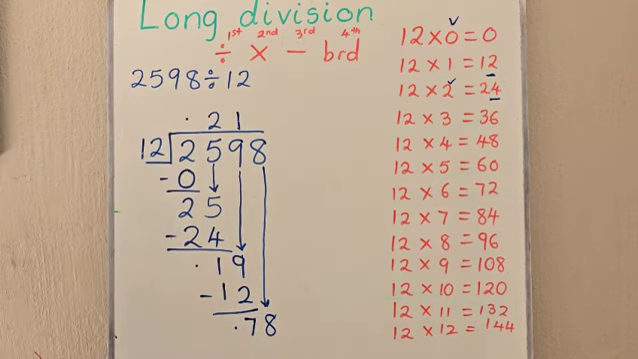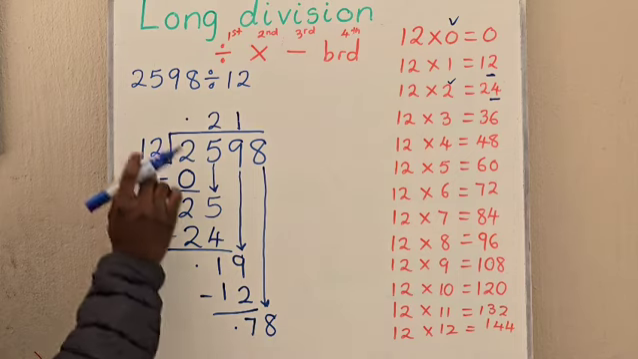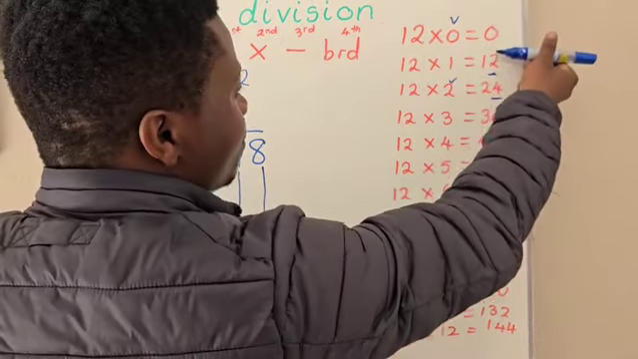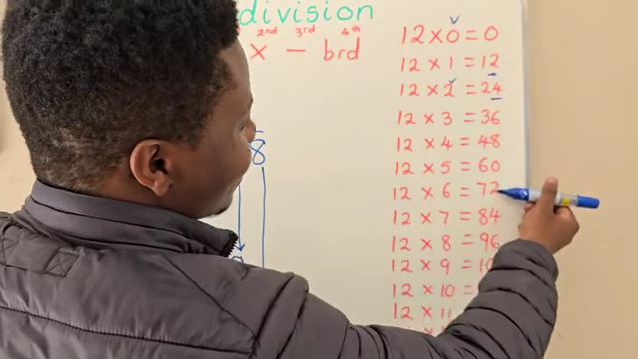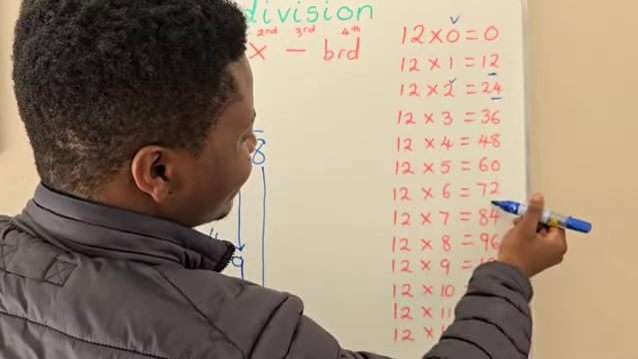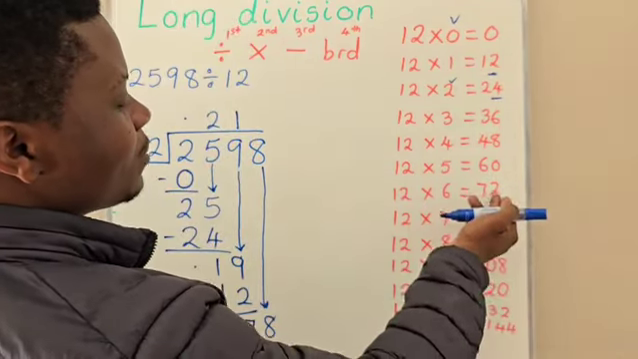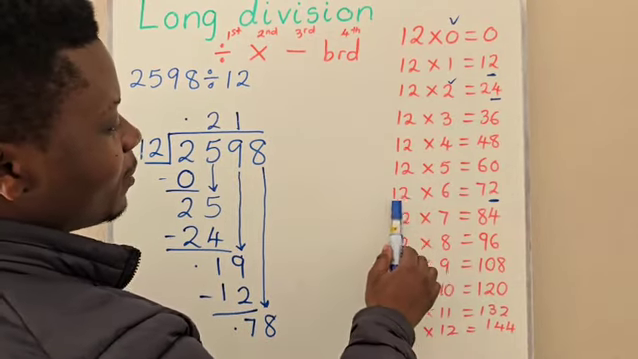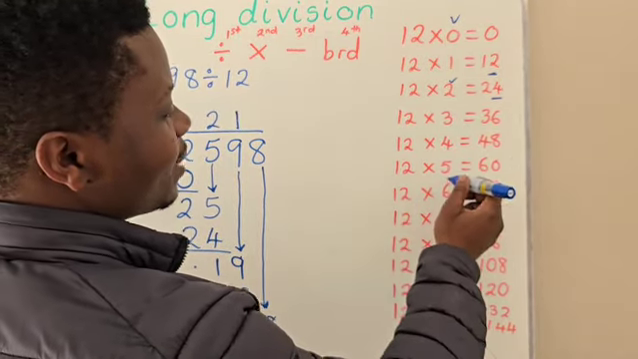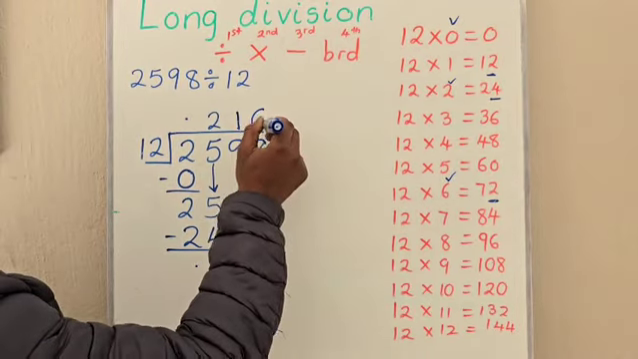Going back to the first step, which is to divide. 78 divided by 12. Where is 78? Tell me where is 78? I see 72. So 78 is somewhere here. So we use the answer on top, which is 72. What multiplied 12 gives you 72? It's 6. So you write your 6 on top.